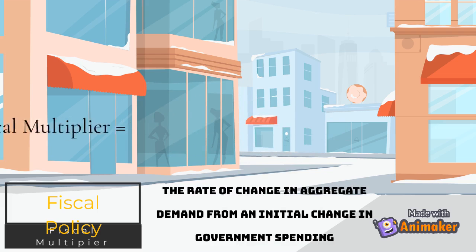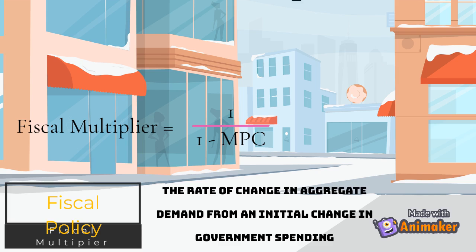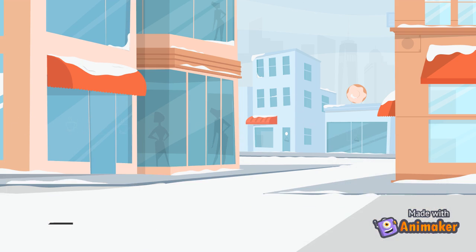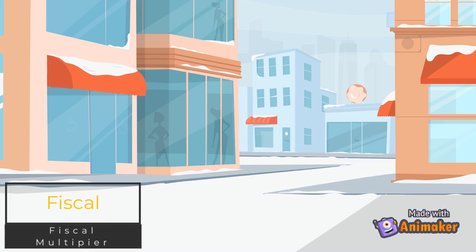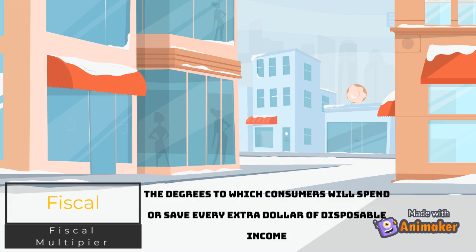The fiscal multiplier is found by dividing 1 by the difference of 1 and the marginal propensity to consume, or 1 divided by the marginal propensity to save in an economy. The marginal propensities to save or consume are the degree to which consumers will spend or save every extra dollar of disposable income. The sum of MPC and MPS will always be 1, and the greater MPC is relative to MPS, consumers will choose to spend a greater amount of extra dollars of disposable income.